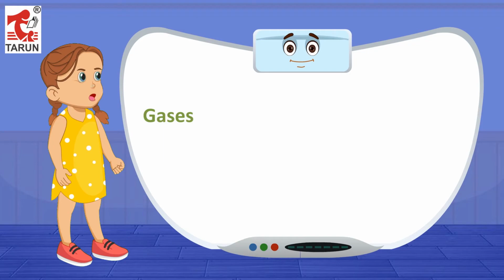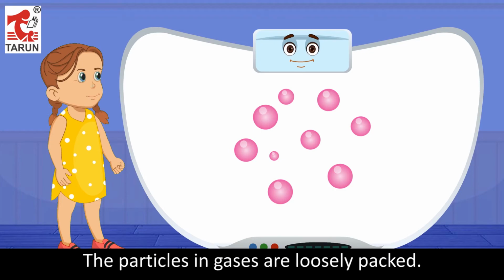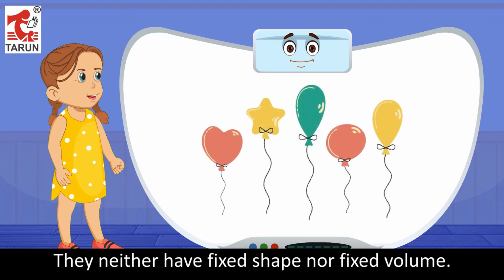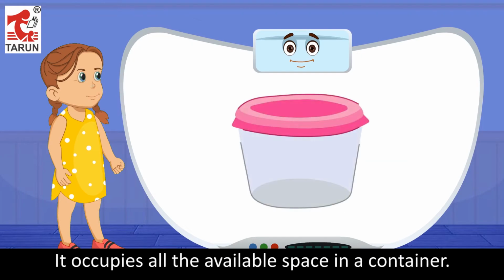Gases. The particles of gases can easily move in any direction. The particles in gases are loosely packed. They neither have fixed shape nor fixed volume. They can flow and can also be easily compressed. It occupies all the available space in a container.